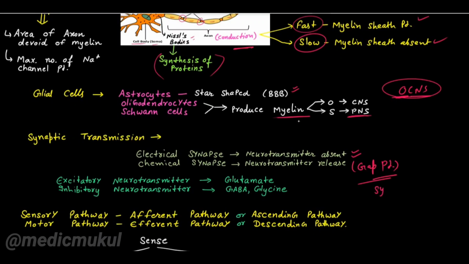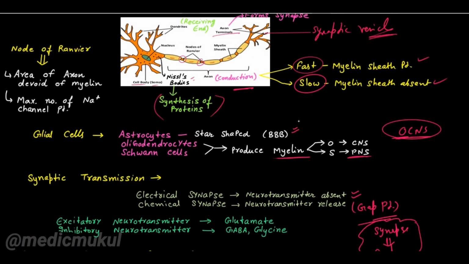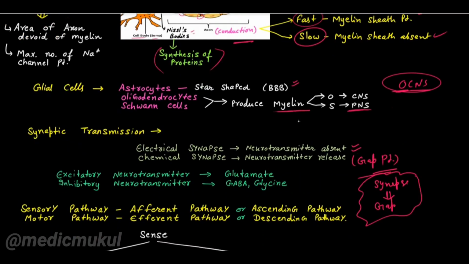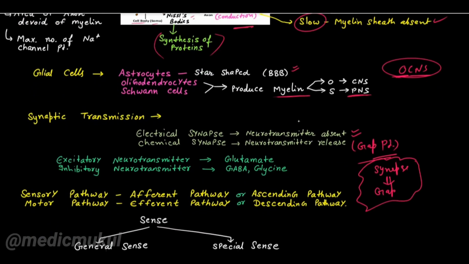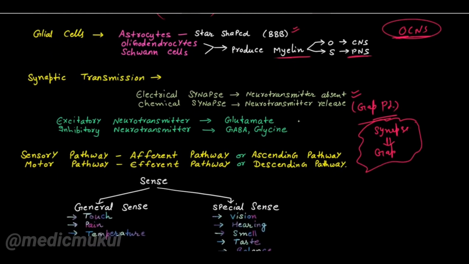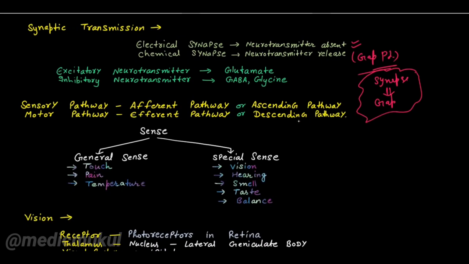Synapse is the gap present between two neurons. If the gap is present between the two neurons, we call it a chemical synapse. If the gap is not present, we call it an electrical synapse, because in an electrical synapse the signal jumps directly from one neuron to the next, the post-synaptic neuron. Then the neurotransmitters: the excitatory neurotransmitter is glutamate, and the inhibitory neurotransmitters are GABA and glycine. This is so simple.